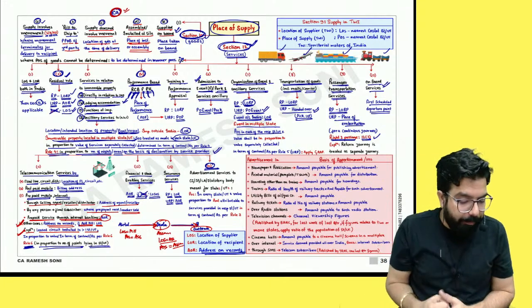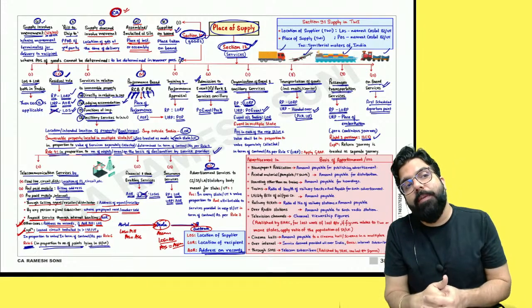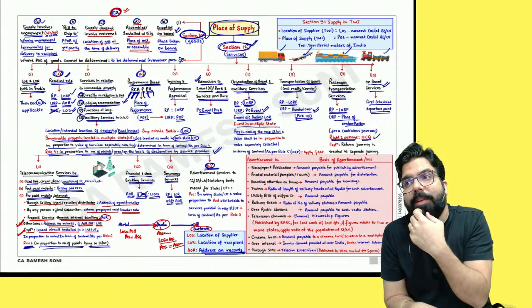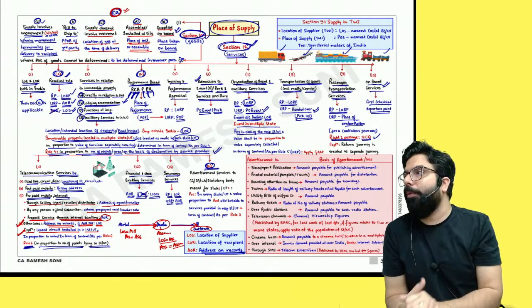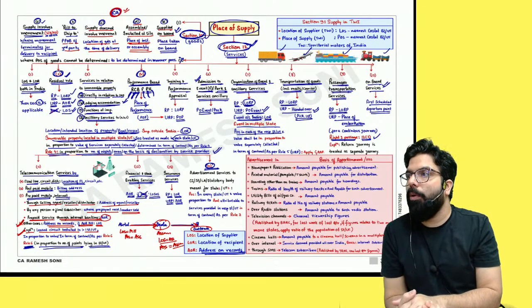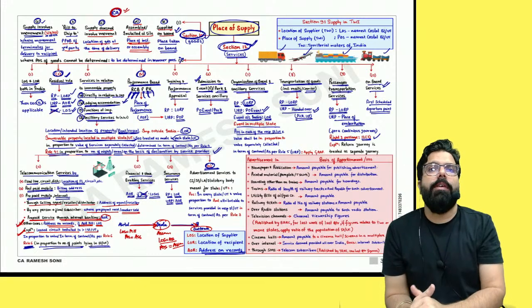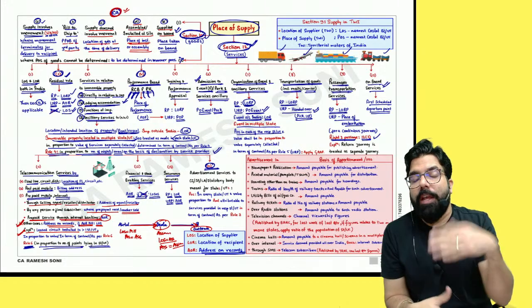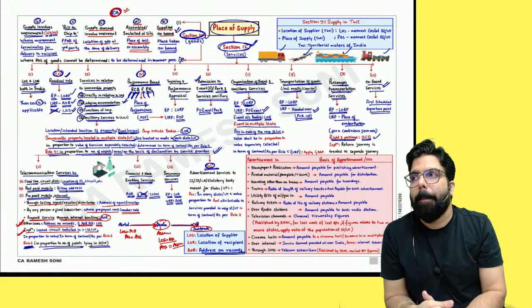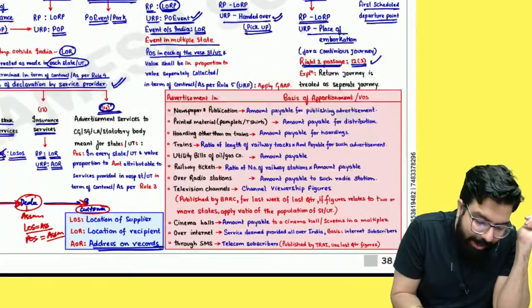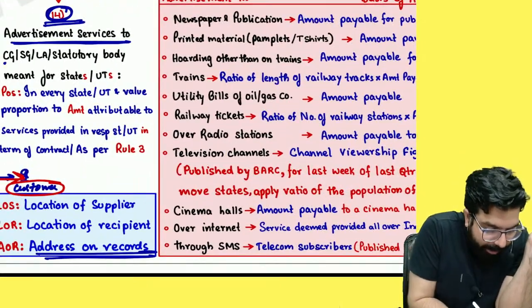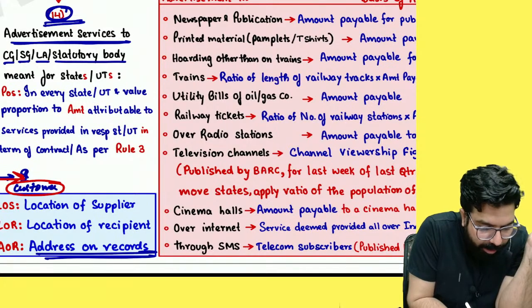This much you remember. Financial or stock broking service case, if I have the address, address on record. If I don't have the address, my place becomes the place of supply. Can I go ahead? Insurance case, you are registered person, your registered person's address. If you are unregistered person, address on record. And the last one over here is advertisement services given to central government, state government, local authority or statutory body.